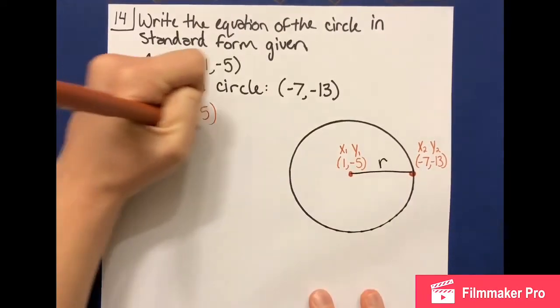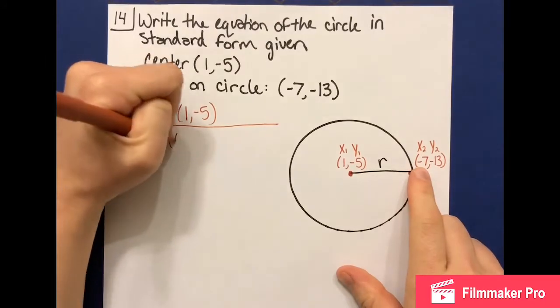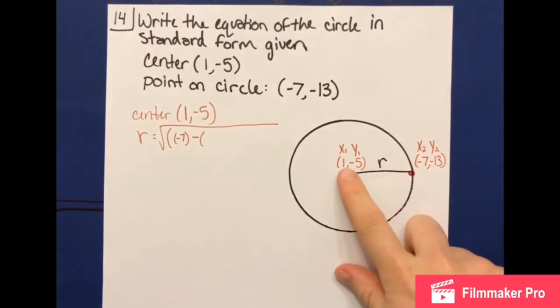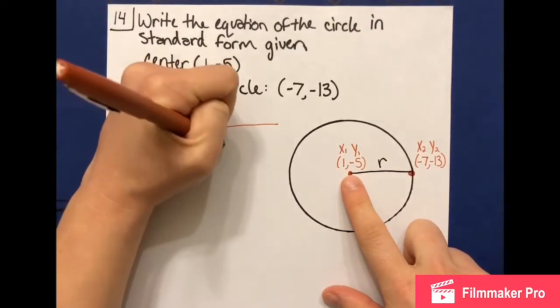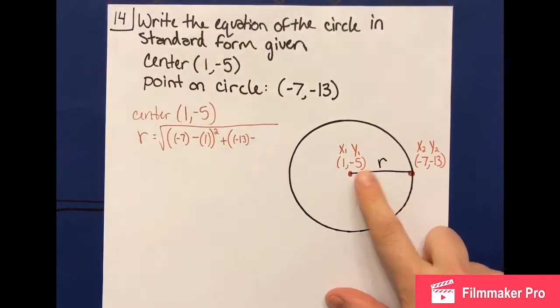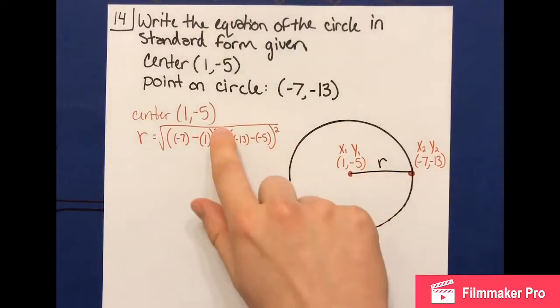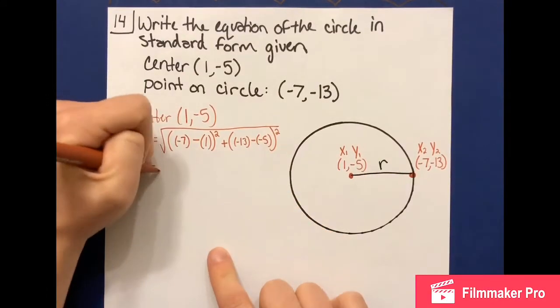So I have a big square root. x2, remember anytime it's negative, we're going to put it in an extra set of parentheses. So x2 is negative 7 minus x1, which is 1. I didn't really need that extra set of parentheses there. Sorry, guys. Plus y2, negative 13, minus y1, negative 5, squared. Don't forget your squareds. It's a positive in the middle, and these ones are subtraction.